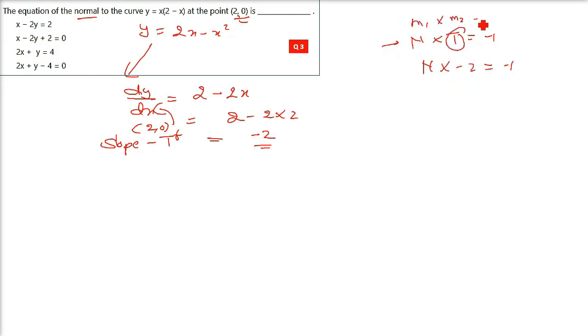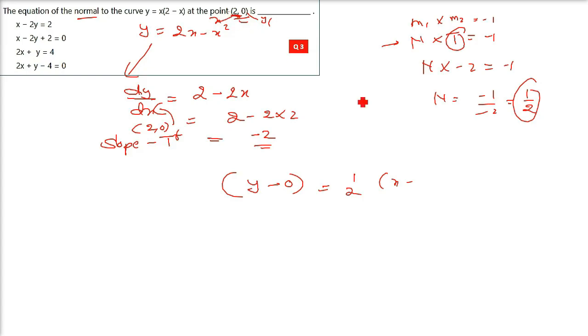Please remember, I'm just doing m1 into m2 equals -1, the orthogonality situation, where normal and tangent are orthogonal to each other. We already have a point (2, 0). So y minus y1 equals m times (x minus x1), which is the equation of the line. x we will use as 2, y we will use as 0. So y minus 0 equals half (x minus 2). Now multiply by 2: 2y equals x minus 2. So x minus 2y equals 2.